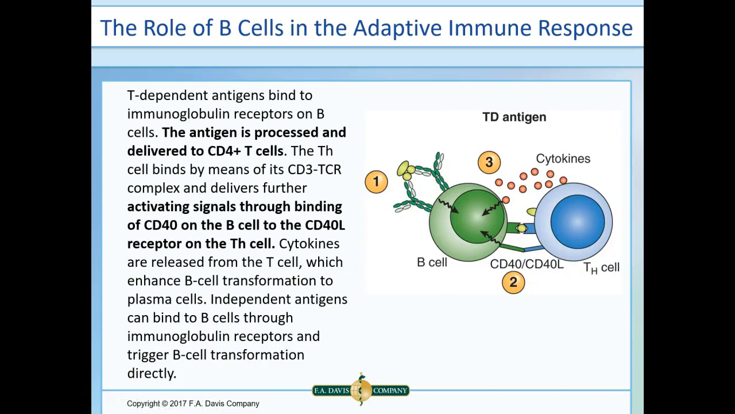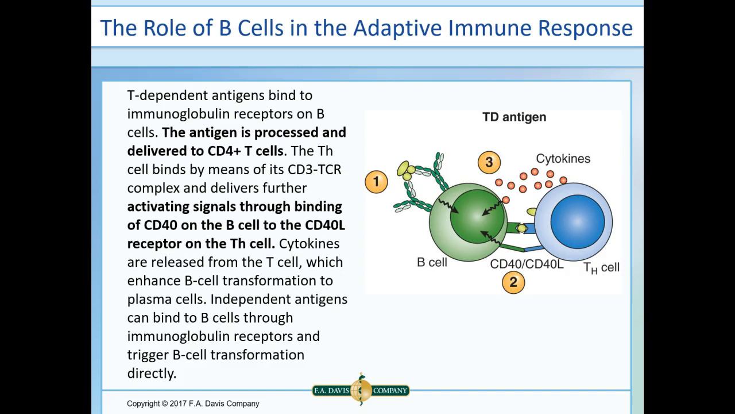Now the role of the B cell in the adaptive immune response. Well, first the T-dependent antigens bind to the immunoglobulin receptors on the B cells. The antigen is processed and delivered to those CD4 T cells. The T helper cell binds by means of CD3 T cell receptor complex and delivers further activating signals through binding of the CD40 on the B cell to the CD40L receptor on the T cell, which you can see in the middle here. The cytokines are then released, you can see them up here, from the T cell, which enhance B cell transformation to plasma cells.